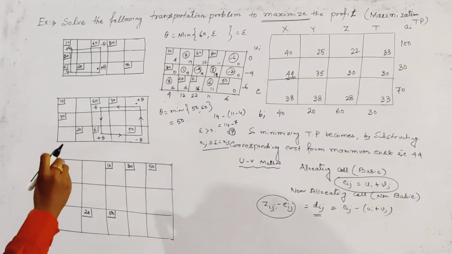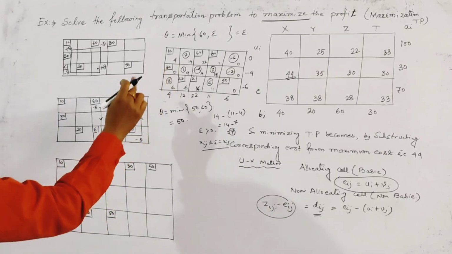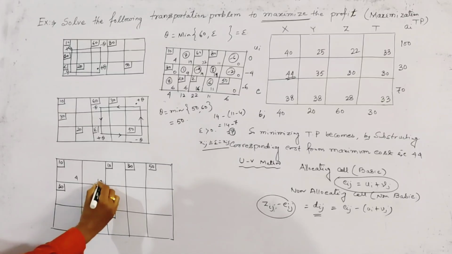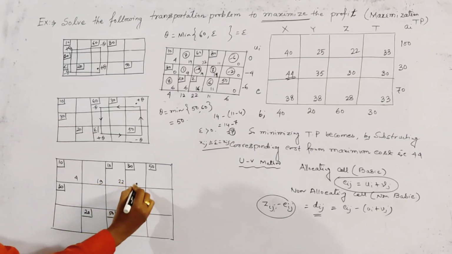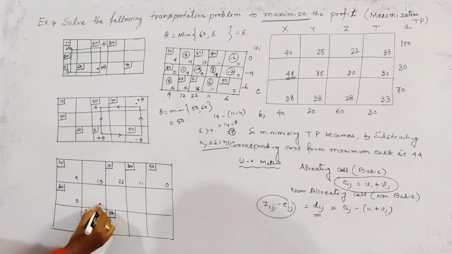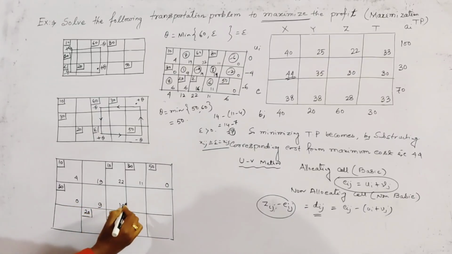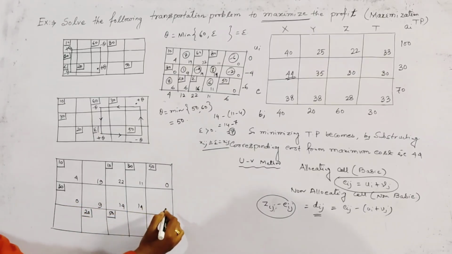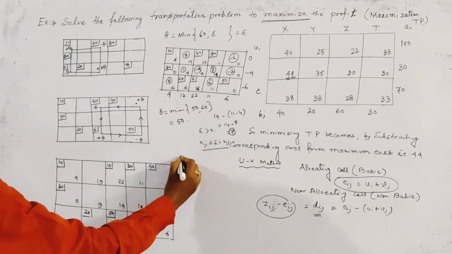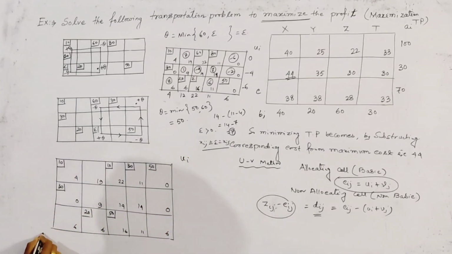Now we write the cost coefficients again, that is 4, 19, 22, 11, 0, 0, 9, 14, 14, 0, this is 6, 6, 16, 11, 6. Again we find ui and vj.